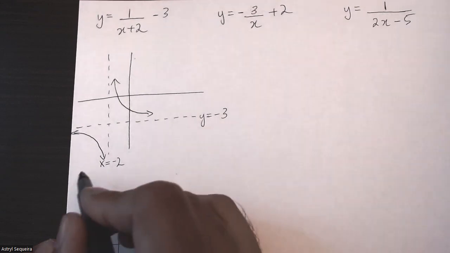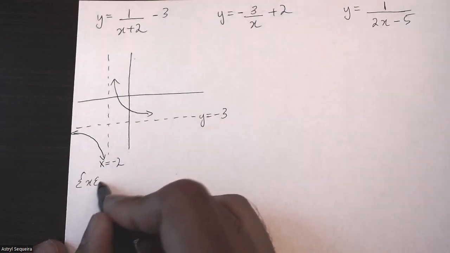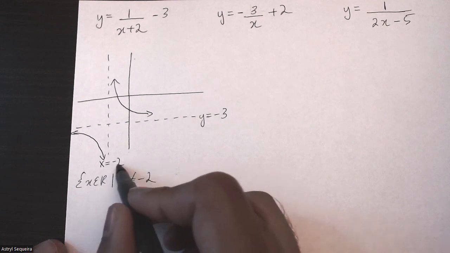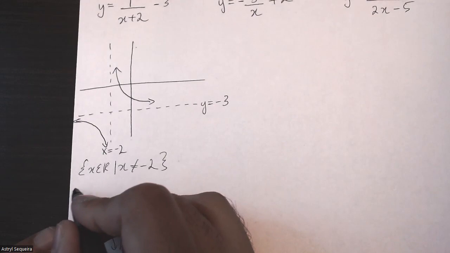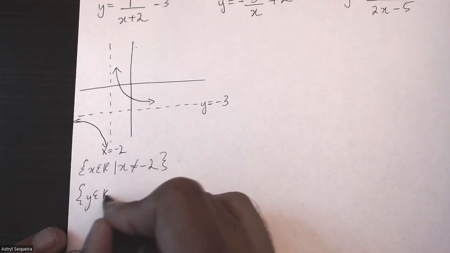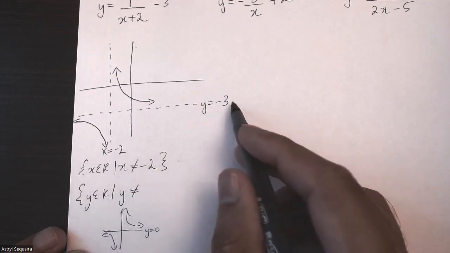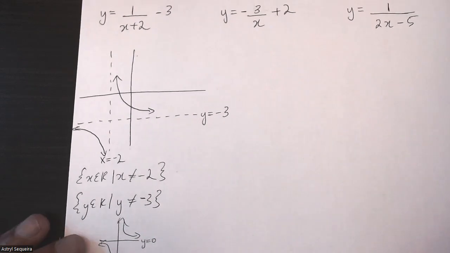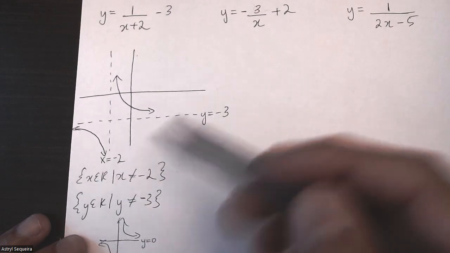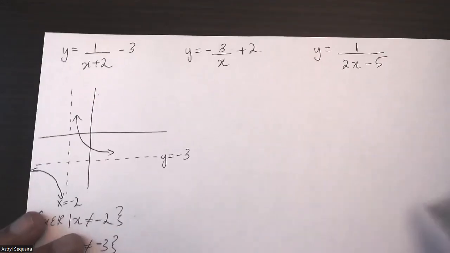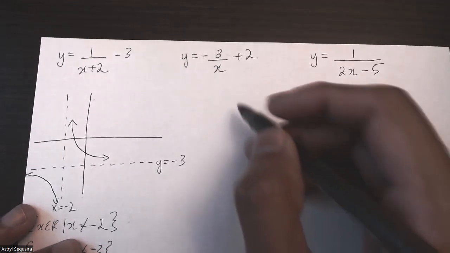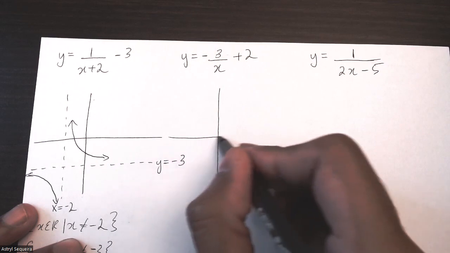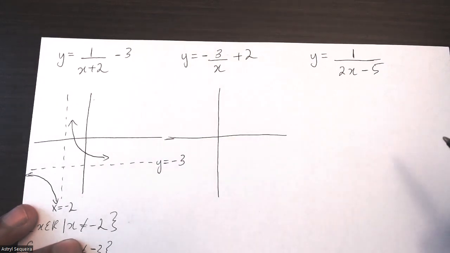My domain for this function is just x is an element of all real numbers such that x cannot equal -2. My vertical asymptote. And my range is pretty similar. It's just y cannot equal -3, which is just my horizontal asymptote. That's pretty much how you do these questions. So let's take a look at the rest of the examples. They'll start to get a bit more difficult and quite a bit of variation. So take a look at all the examples to fully understand this.